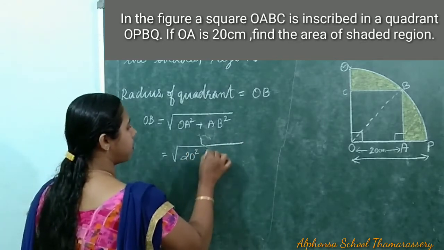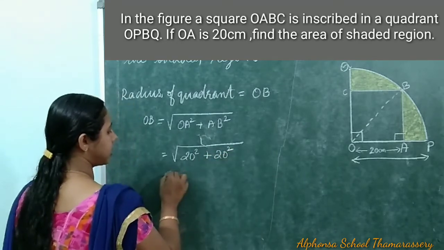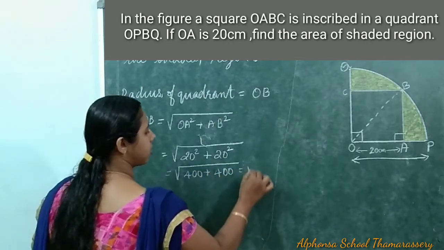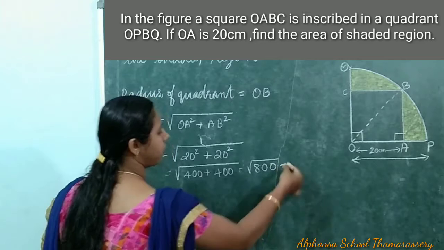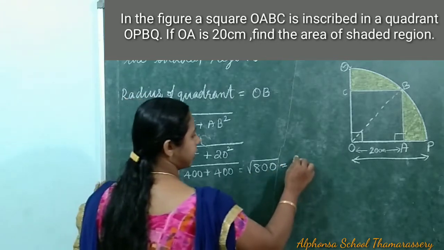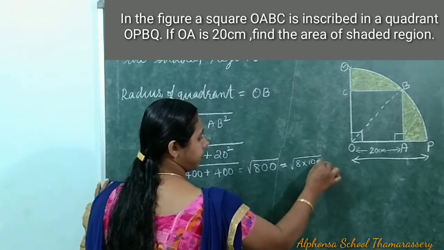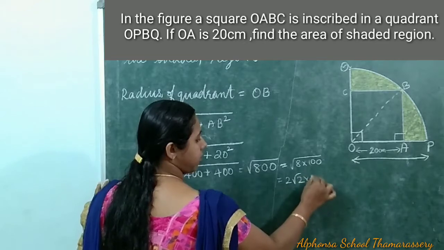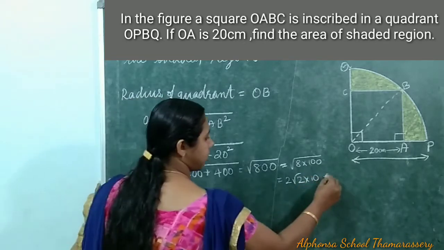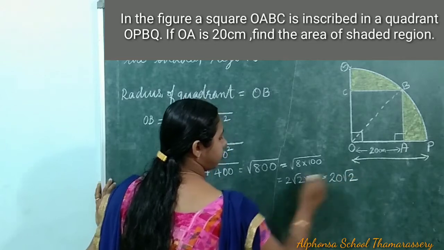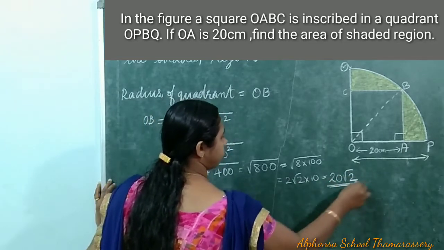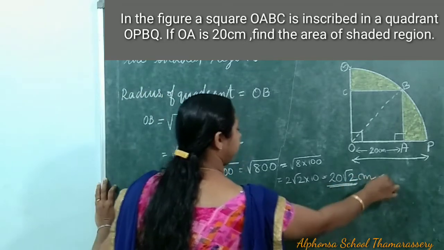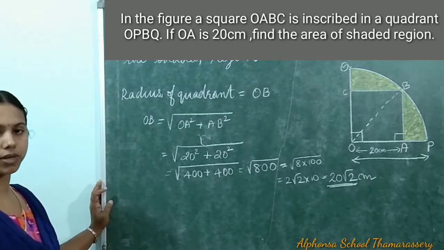So 20 square plus 20 square, that is equal to the square root of 400 plus 400, that is equal to the square root of 800. What's the square root of 800? We can split it like this: 8 into 100. Square root of 8 is 2 root 2. Square root of 100 is 10. So 2 root 2 into 10 is equal to 20 root 2. The length of OB is equal to 20 root 2 centimeter. That is equal to the radius of the quadrant.